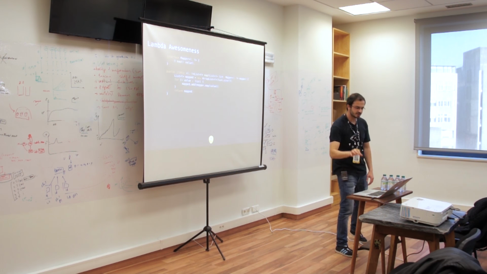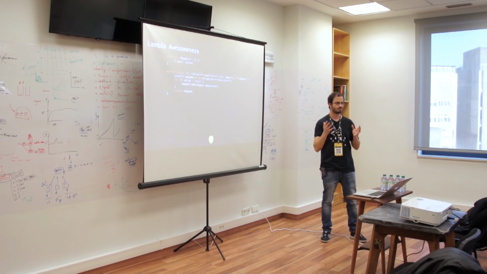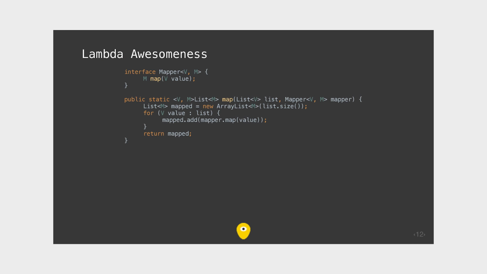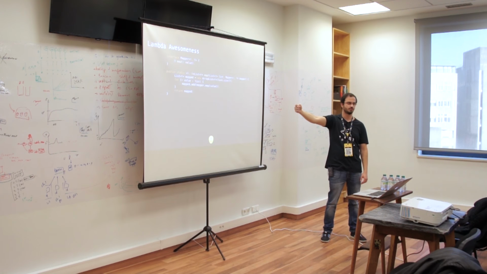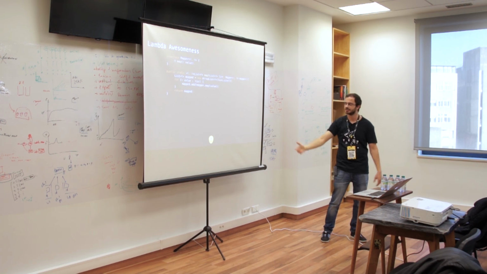And yeah, this is more or less how we would map it. So it implements that. You have a list that you receive of a certain type of values, and you have a mapper which receives the value and returns the mapped value. And you go along that list and apply the map to that value, and then add it to the mapped list, and then just return it.